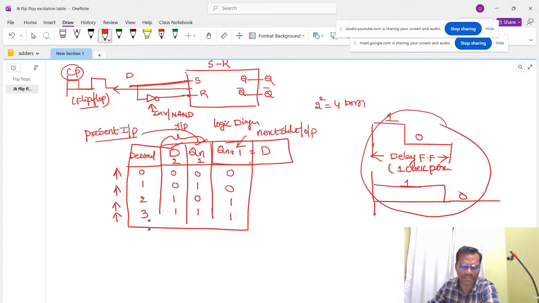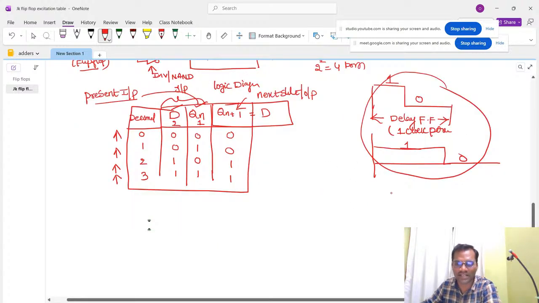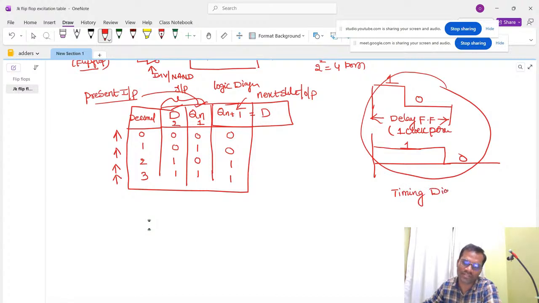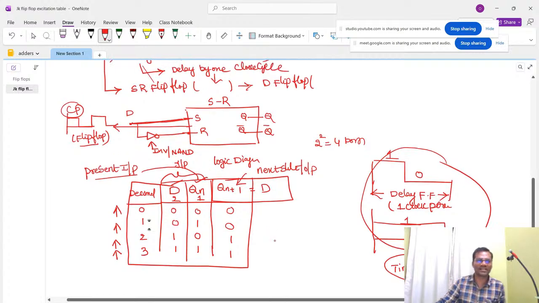Now we need to derive this expression, and this diagram is called a timing diagram. All your machines and computers work on the timing diagram. You have to learn this timing diagram. No worry, slowly we will understand. Hope at least up to here it is clear?